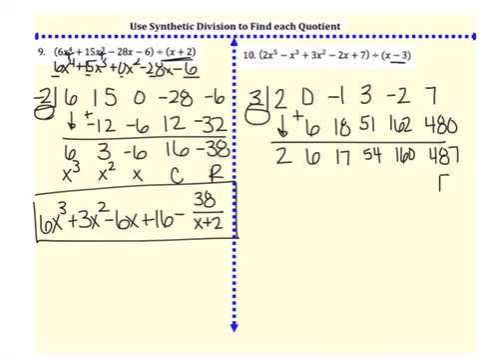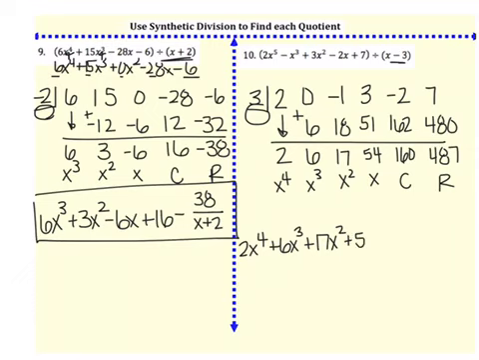We're going to say this is our remainder, our constant, our x, x squared, x to the thirds, and I have an x to the 4th this time. So I'm going to get 2x to the 4th plus 6x to the 3rd plus 17x squared plus 54x plus 160, and then my remainder of plus 487, and since it's a remainder, it has to be divided by our divisor, which is x minus 3.